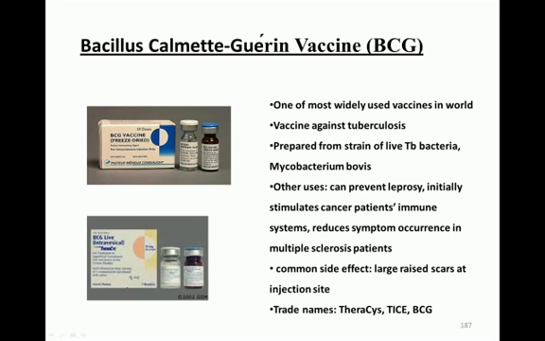Bacillus Calmette-Guérin vaccine is a vaccine used against tuberculosis. One of the most widely used vaccines in the world, it's prepared from a strain of live tuberculosis bacteria.